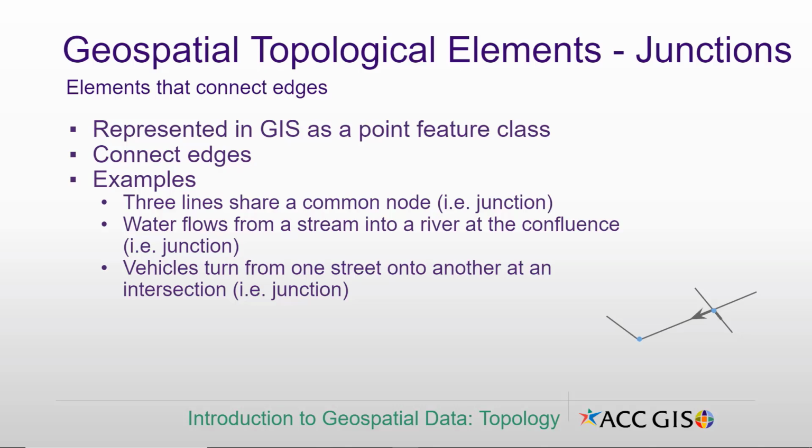Junctions are elements that connect edges. They're represented in a GIS as a point feature class. Examples include three lines that share a common node. In geospatial topology, that node is referred to as a junction element.